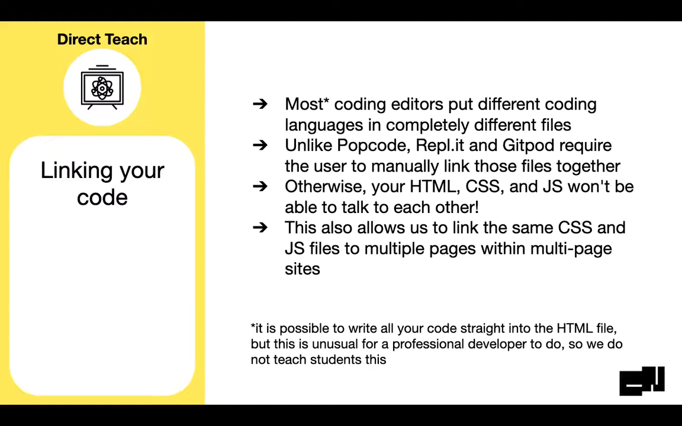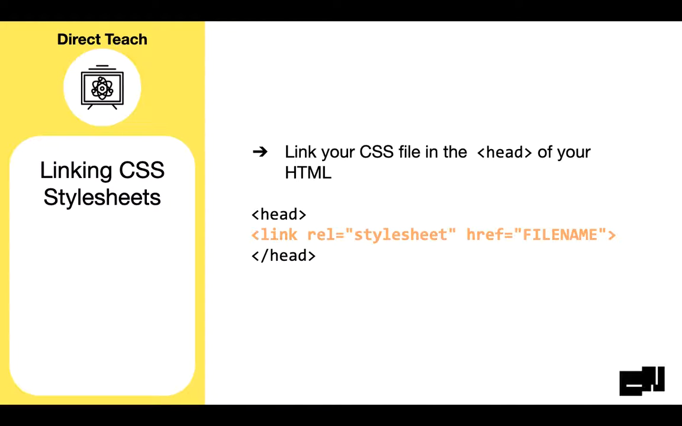If you take a look at a multi-page website like YouTube or Amazon, you know how the top bar always stays the same or the sidebar always stays the same. That's probably because they might be using the same CSS file. That's why the color doesn't change, the font size doesn't change, because they're using the same CSS and JavaScript files.